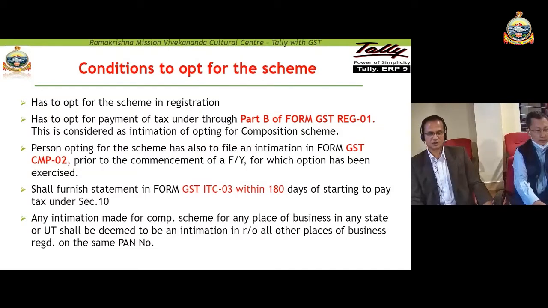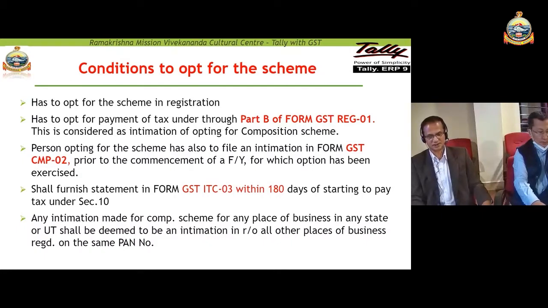Anyone who is applying for the scheme has to amend Part B of form GST REG-01. As we discussed, Part B is to be filled in after Part A. Somebody who has already obtained registration can opt in. Otherwise, those obtaining registration for the first time after crossing the threshold limit of 20 or 40 lakhs will have to mention it in Part B of the registration form. This is also called the intimation form. And from the day he amends his Part B, he becomes eligible for availing the composition scheme.